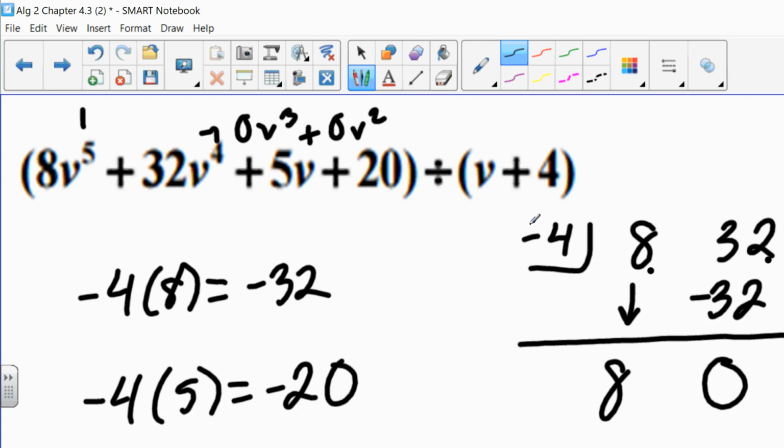Then this would be x squared, x cubed, and x to the 4th, so our answer is 8x to the 4th plus 5. Because the x cubed term is 0, x squared is 0, and x is 0, so this is all we have left.